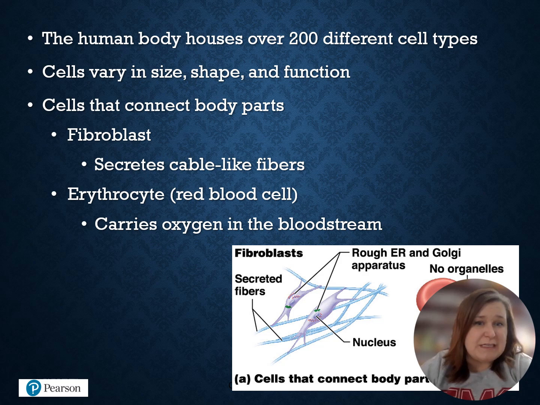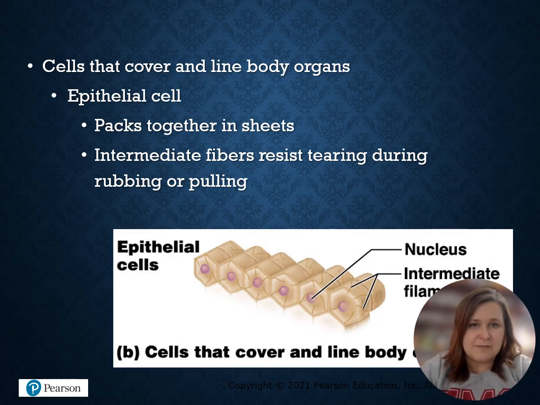We can have cells that connect body parts. These are going to be things like fibroblasts. Fibroblasts secrete cable-like fibers to be able to connect things together. We also have erythrocytes. Erythrocytes are also called red blood cells. The purpose of these is going to be to carry oxygen in the bloodstream. We're also going to have things like epithelial cells.